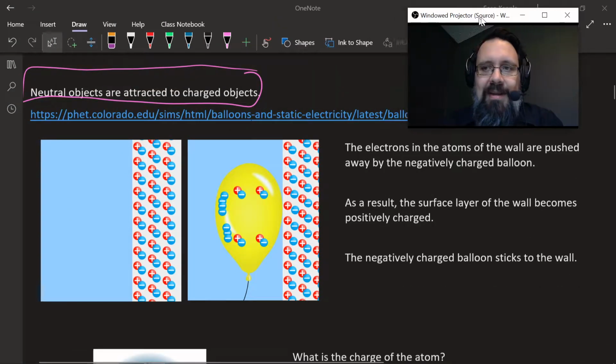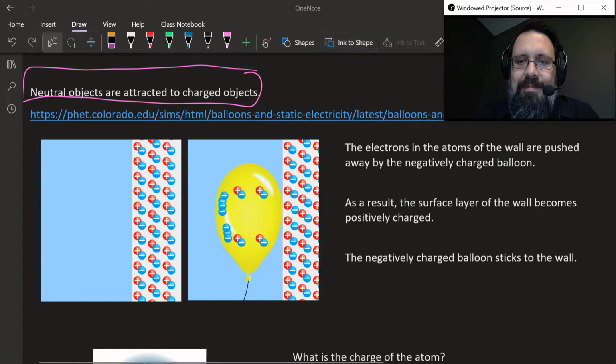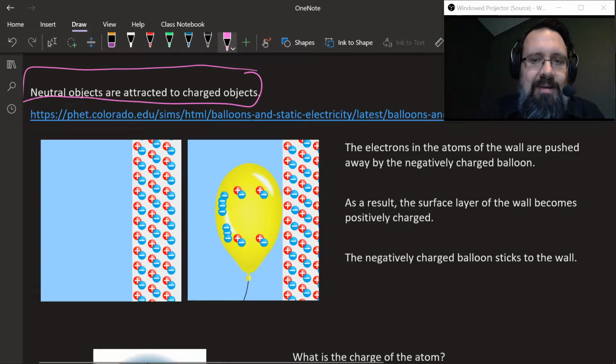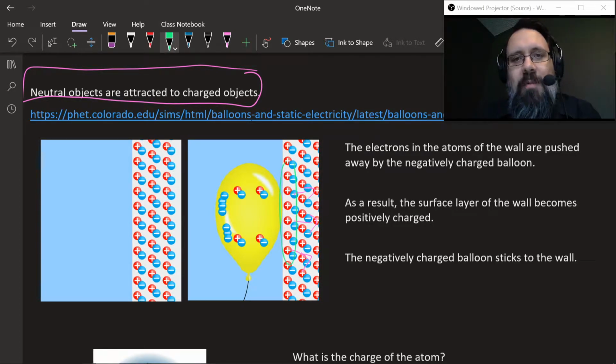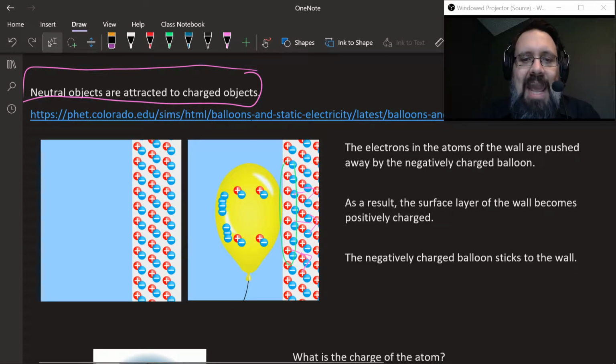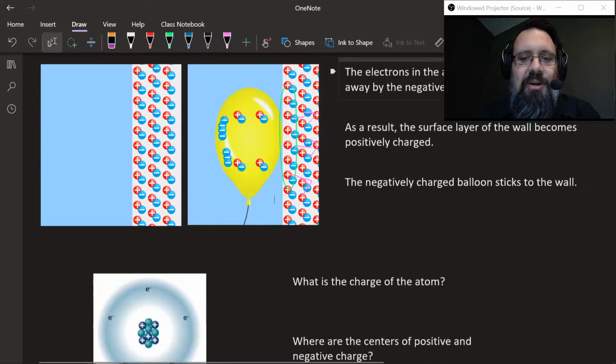All right, so back to here. The basic idea is this. The electrons in the atoms of the wall are pushed away by the negatively charged balloon. You can see the atoms are pushed away. So the electrons are pushed away in the atoms, leaving the surface with this overall positive charge. And so now the negatively charged balloon will attract to the positively charged surface. Neutral objects are attracted to charged objects.